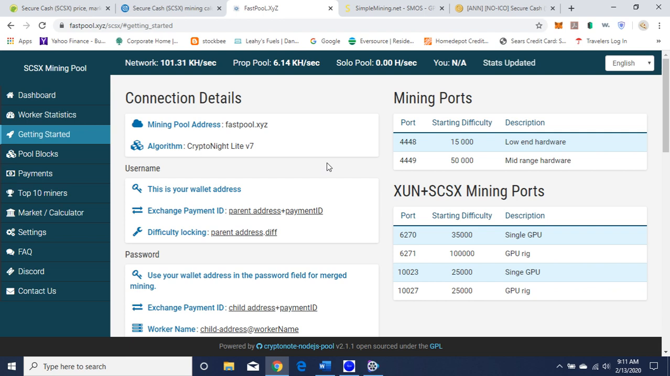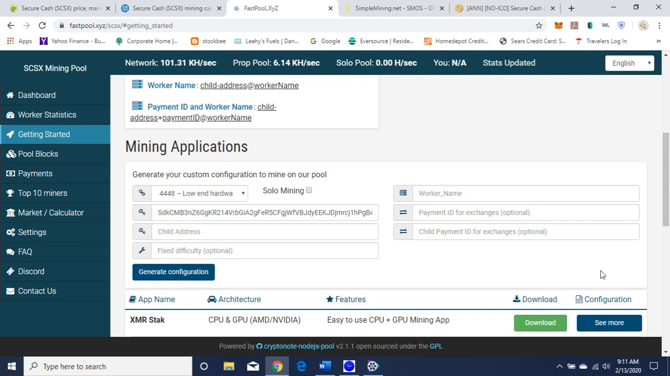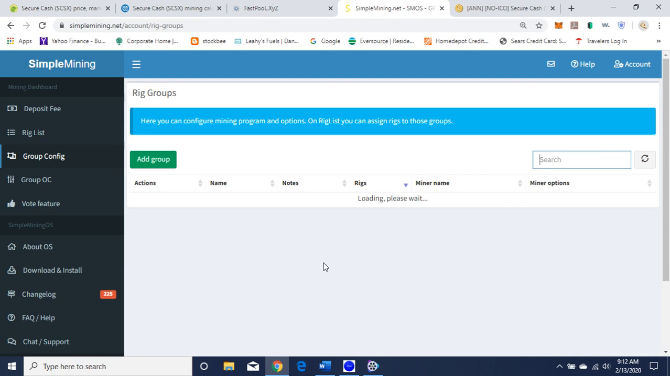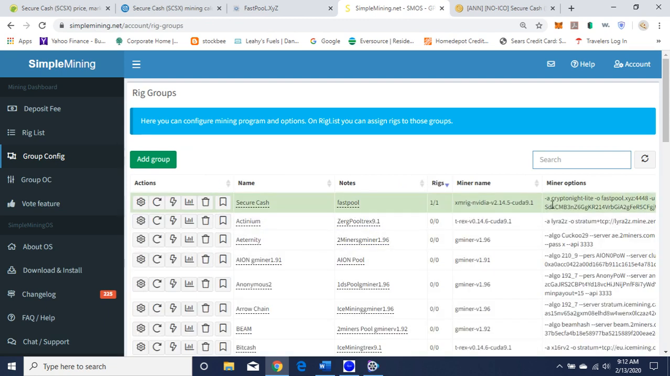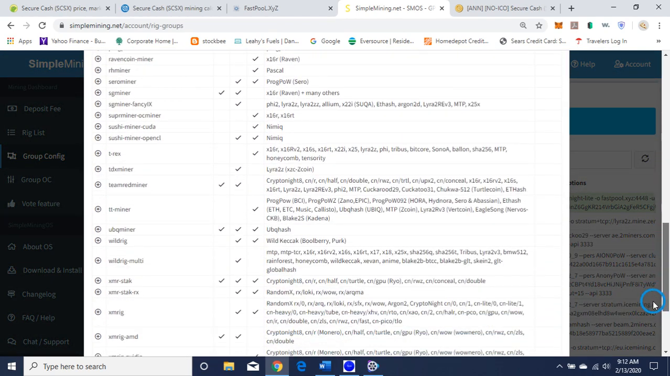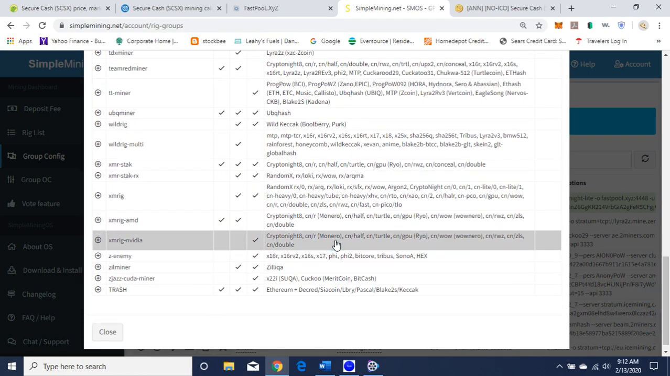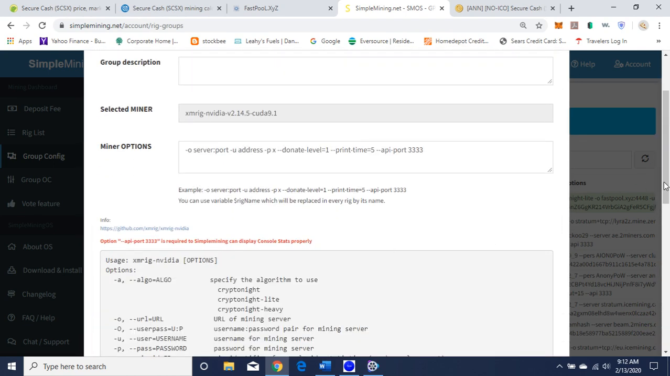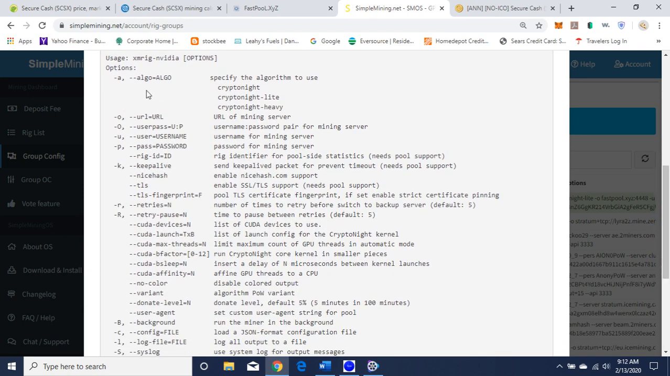I'm on Fastpool. So here's the address, Cryptonight-Lite algorithm. And here's a command line generator if you want to use it. So I'm using xmrig-Nvidia. Let's go to Simplemining, check it out. Group configure. Here I'm currently mining it. You're going to hit add group. Going to go all the way down to xmrig-Nvidia. You can see it does Cryptonight. So you get the algorithm, dash A, and you can put Cryptonight-Lite here.